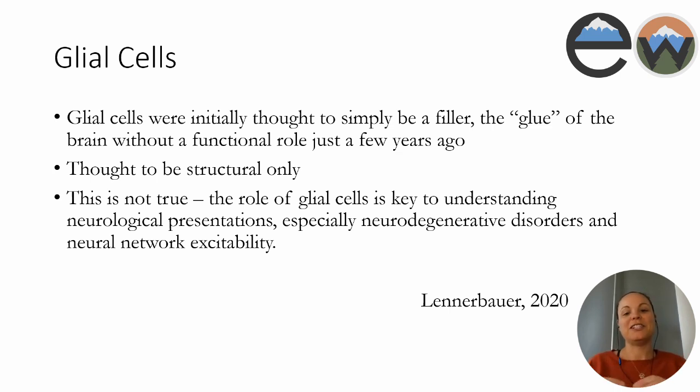about neurodegenerative disorders and other neurological inflammatory reactions like this perineural network excitability, which we'll talk about at a later time as well with the pathologies. So we need to understand glial cells to be able to help our neurological phenotype of those that have Ehlers-Danlos syndrome or other connective tissue disorders.